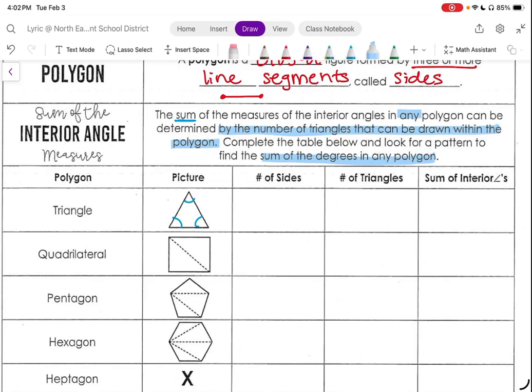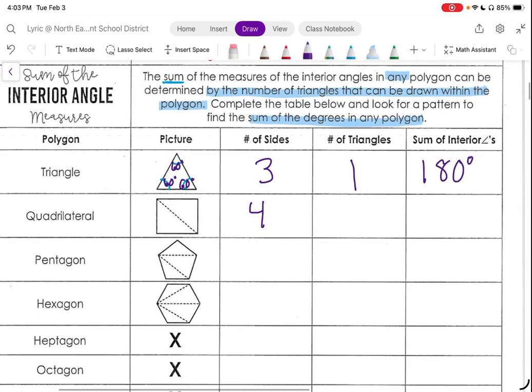Let's start with this. How many sides are on the triangle? There are 3 sides. And how many triangles are inside the triangle? Just 1. And the sum of interior angles, well, we know all triangles' angles add up to 180. We know that each interior angle of an equilateral triangle is 60 degrees. Now your quadrilateral, this is any shape that has 4 sides. Looking at the picture, we have 2 triangles that can be drawn inside.